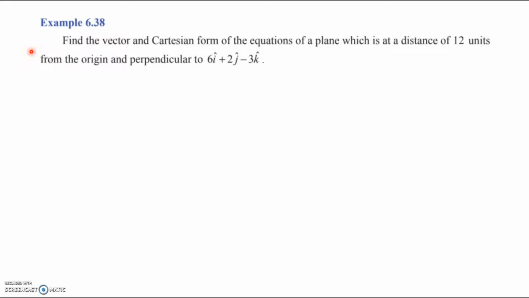In this video, we will solve the example problems from Chapter 6.